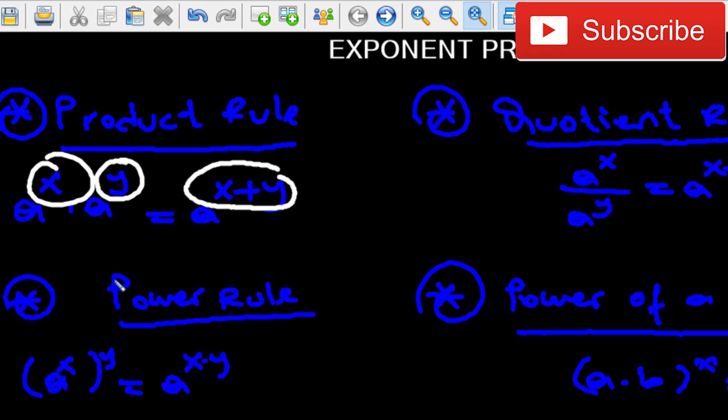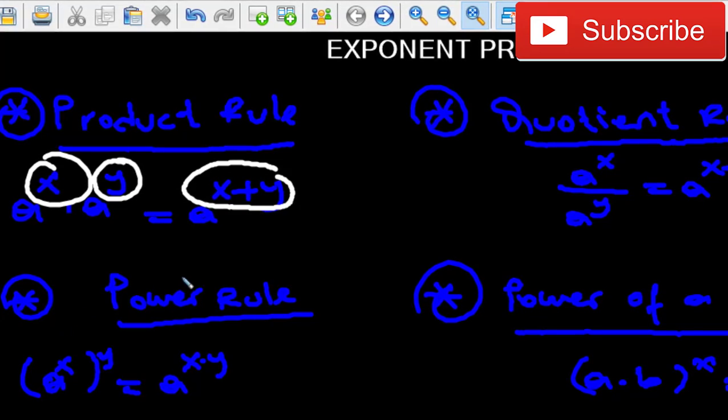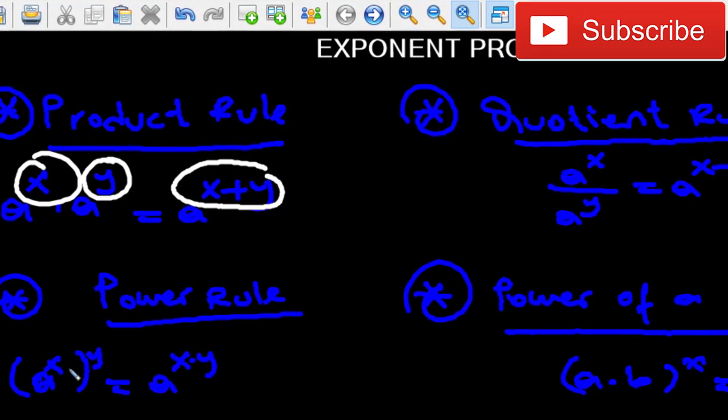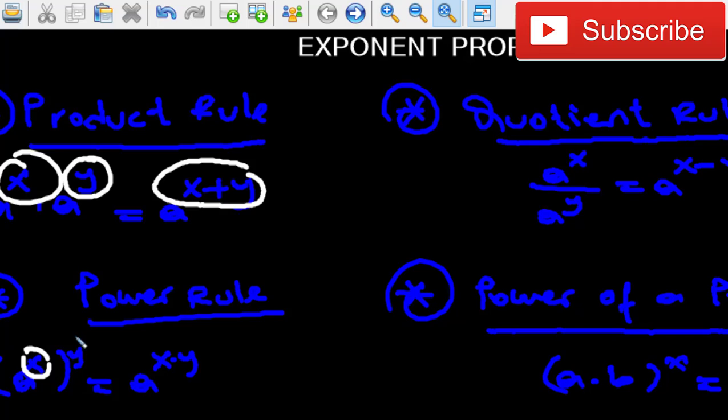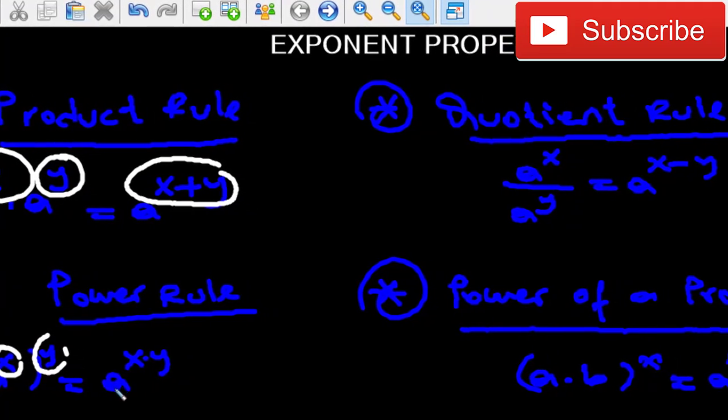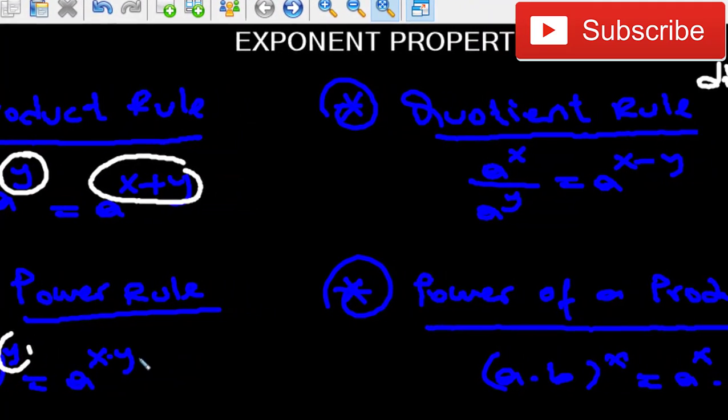The next property is the power rule. In this case we have a power and then we're going to raise this power to another power. So in that case multiplication kicks in. We're going to multiply these two tiny exponents together. The result is going to be equal to a to the power of x times y.